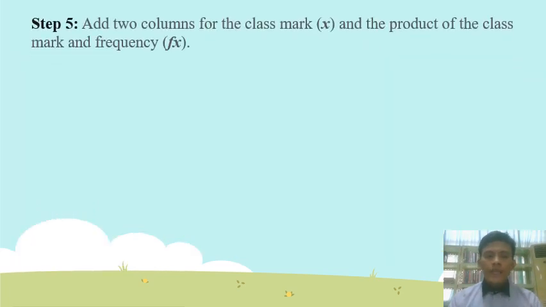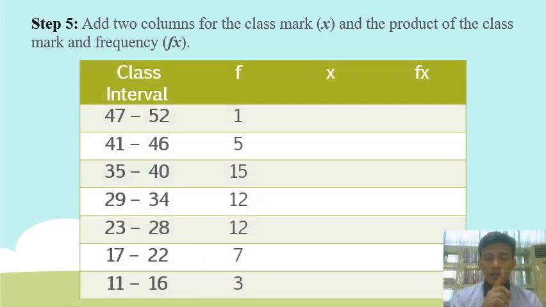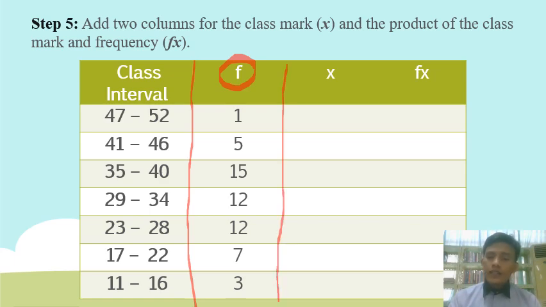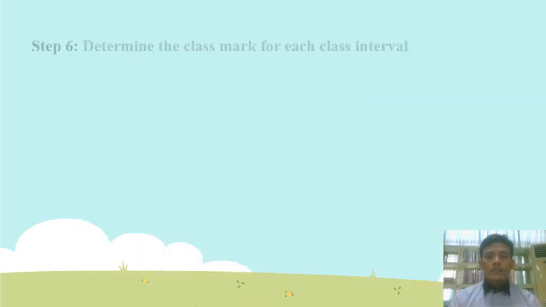Fifth step, we need to add 2 columns for the class mark and the product of the class mark and frequency. So we will disregard the tally and we will only use the frequency. So this will be the first column and the second column. The additional columns will be the x, which is our class mark, and f of x, that will be our frequency times x.